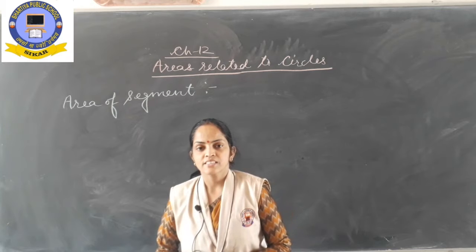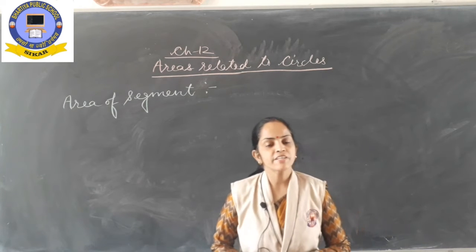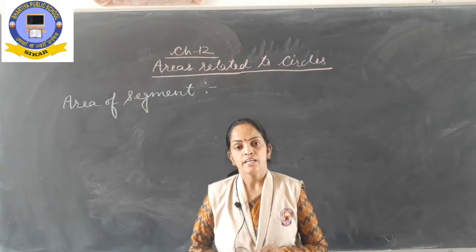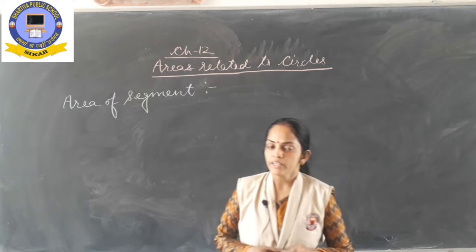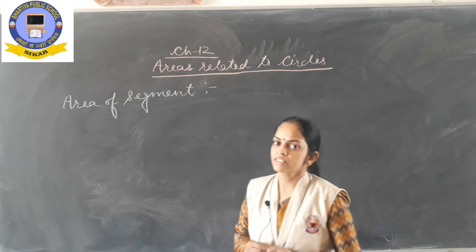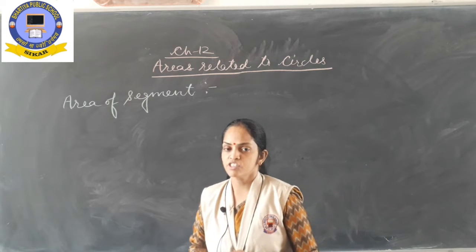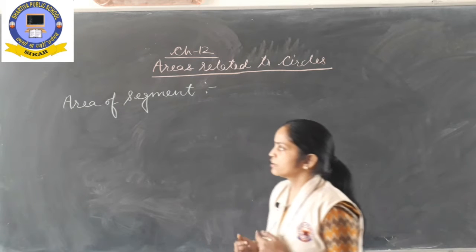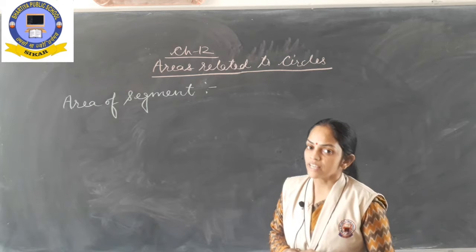Good morning, students. So let us proceed with chapter number 12 further. In our previous class we had discussed how to derive the formula for length of arc, area of sector, and perimeter of sector. Today in our class we will be discussing the last formula of this chapter, which is the area of segment formula. Before deriving this formula, we will study what we mean by segment.